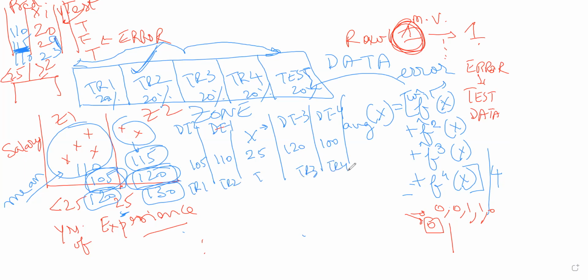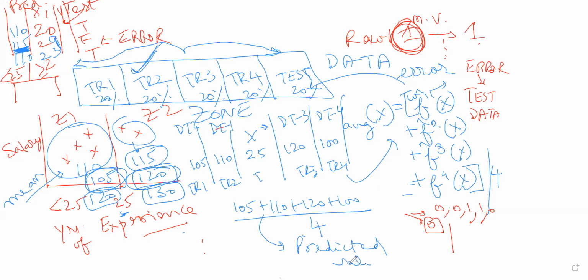So what is my predicted value? This is the equation which we have set. We'll just take all of them and take an average. So it's 105 plus 110 plus 120 plus 100 divided by 4. This is my overall predicted value. Agreed? Did you follow this?